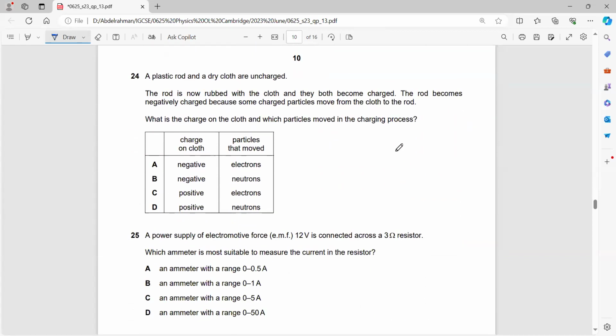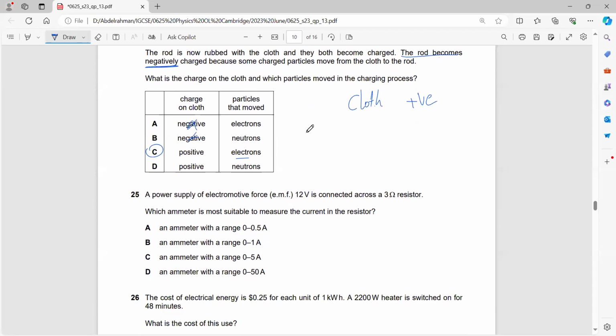Question 24. A plastic rod and a cloth that are not rubbed together. The rod becomes negatively charged. So if the rod is negative, the cloth has to be positive. The cloth is now positive. Why? Because the rod is negative. What are the particles that move? Definitely electrons. It's quite easy. The only particles that are moving are the electrons.